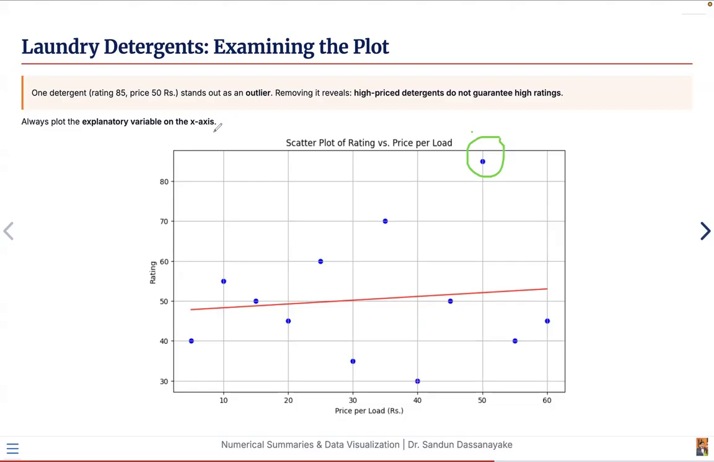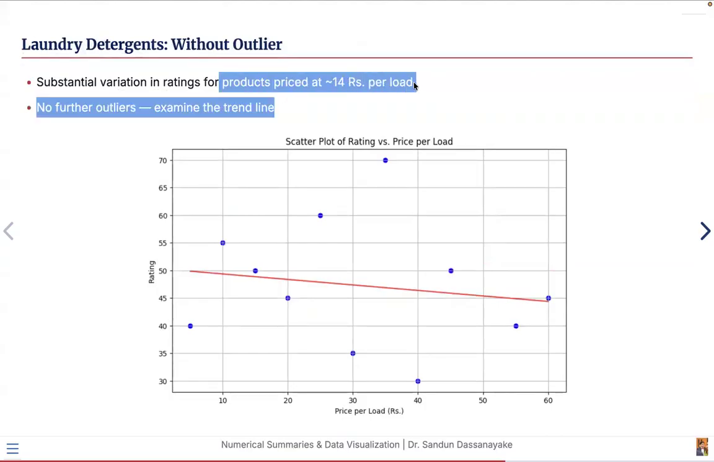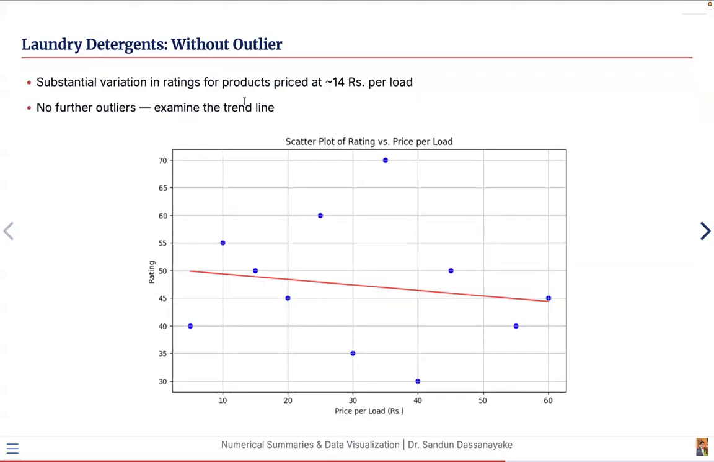Always plot the explanatory variable on the x-axis. So this is our explanatory variable. This is our response, and you put them, and then we fit a line. And we find that this is an outlier. You can see 50 rupees, but a very high rating. Now let's go forward and see some other things about this. There is substantial variation in ratings of products priced at 14 rupees per load. No further outliers, examine the trend line.